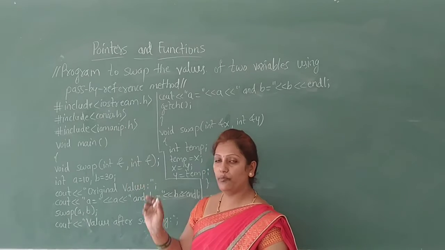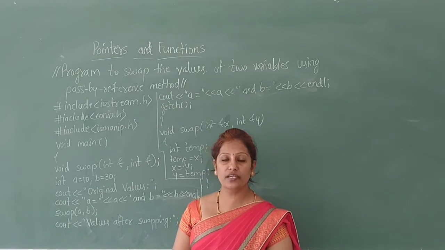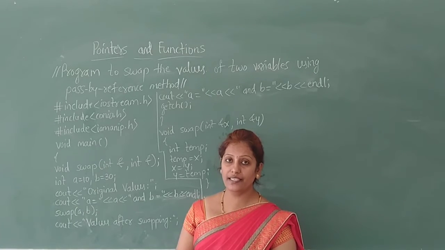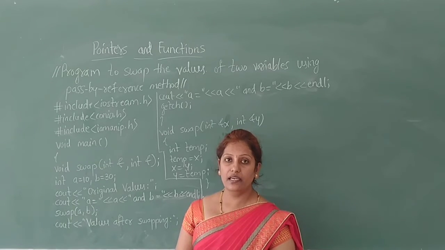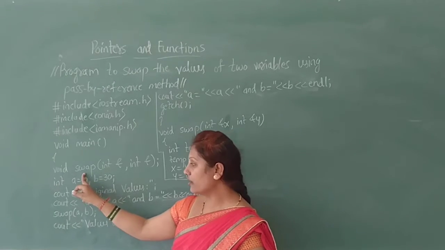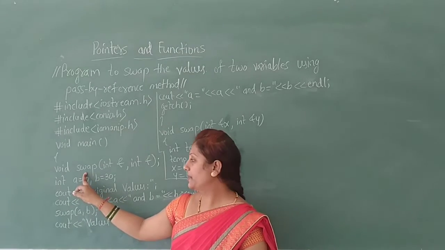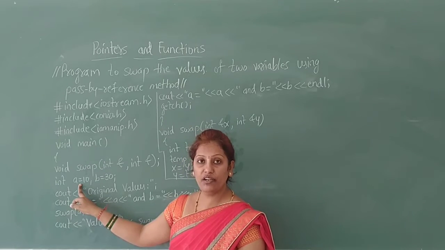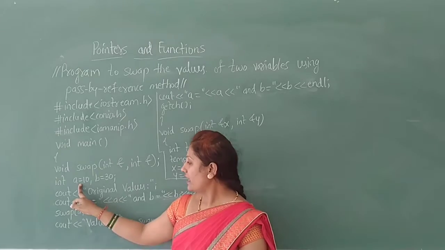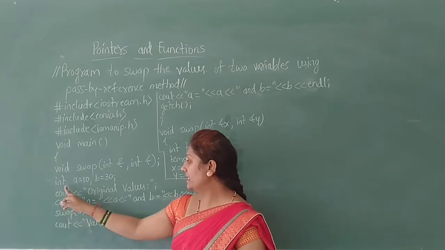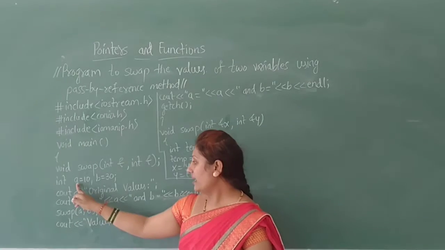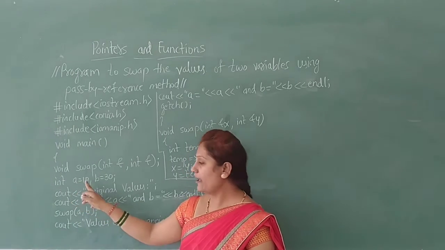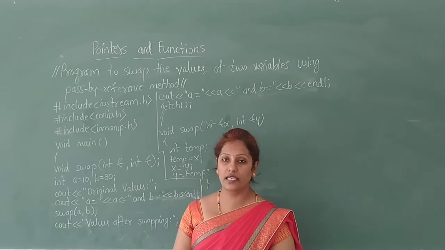This statement is referred to as the function prototype. It is declared with an argument list containing the function name and data types, called the function prototype. Two variables, actual variables or actual arguments a and b, are declared with the data type integer, and a is assigned the value 10, b is assigned the value 30.